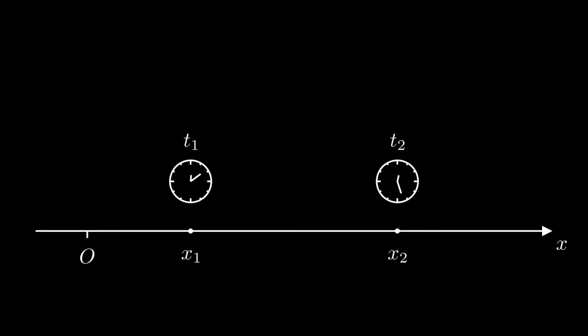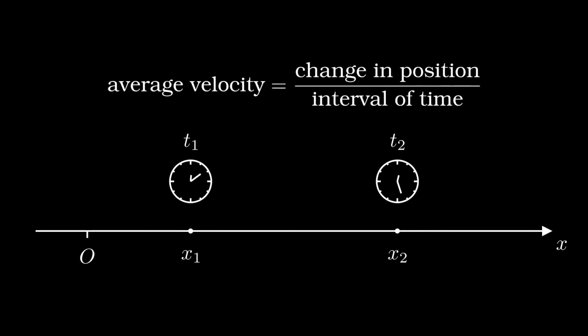So, how do we define the average velocity of the particle? The average velocity of the particle between an instant t1 and a subsequent instant t2 is equal to the change in position that occurs in the interval of time between t1 and t2 divided by the interval of time itself.